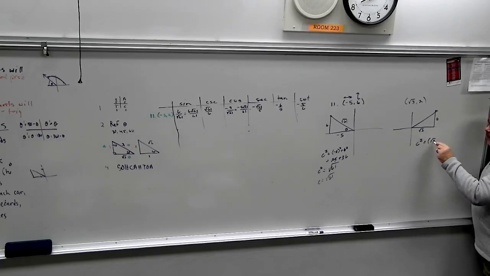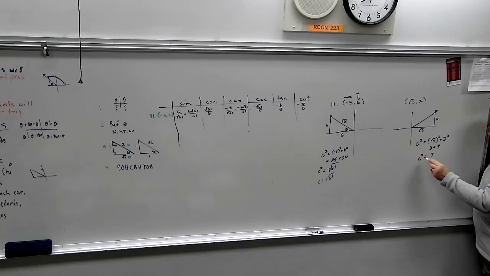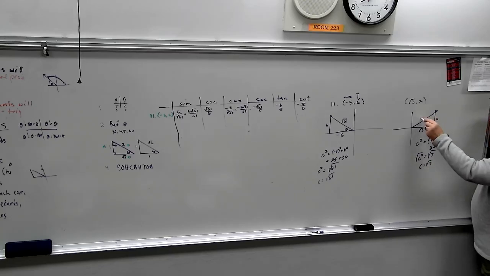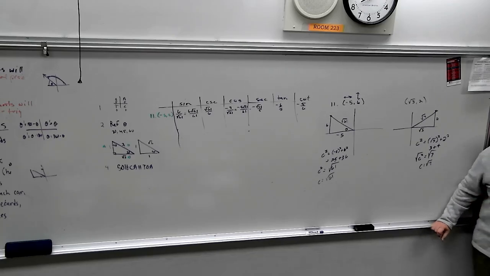What is the square root of 3 squared? It's 3. The square root of 3 squared is just 3. That radical disappears. And what's 2 squared? 4. And what's 3 plus 4? 7. So I get c squared equals 7. So c is equal to root 7. Now I just go to work like I normally would do.